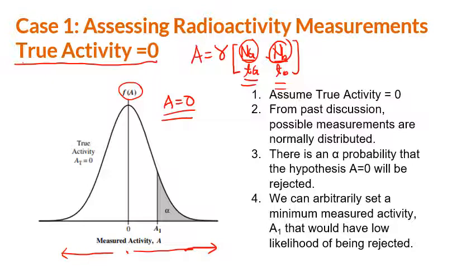Okay, so ano yung remedyo natin doon? So one way to solve that issue is that maglagay ka ng minimum activity na pag mas malaki sa A sub 1, in this case, greater than A sub 1, ibig sabihin, yung activity mo ay totoo. Okay? Is this clear? So, I hope this is clear. So, ibig sabihin, pag greater than A1 yan, i-reject natin yung null hypothesis na A equals 0.